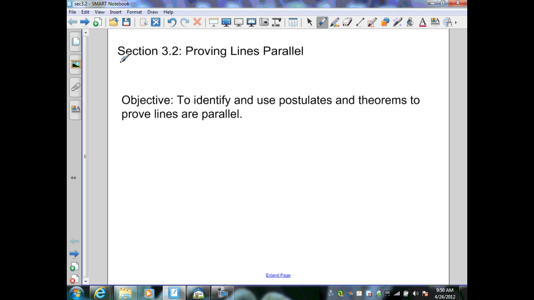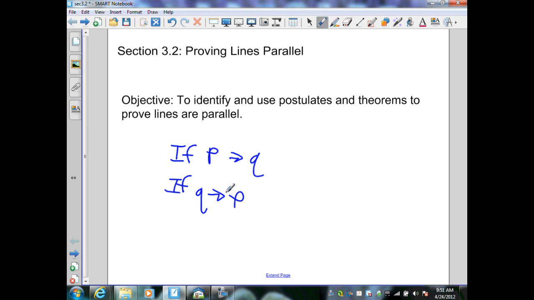Section 3.2, proving lines parallel. The next slides are going to be the converses of the previous section's theorems and postulates. Recall, if I'm given a conditional, if P, then Q, the converse would be written as if Q, then P.